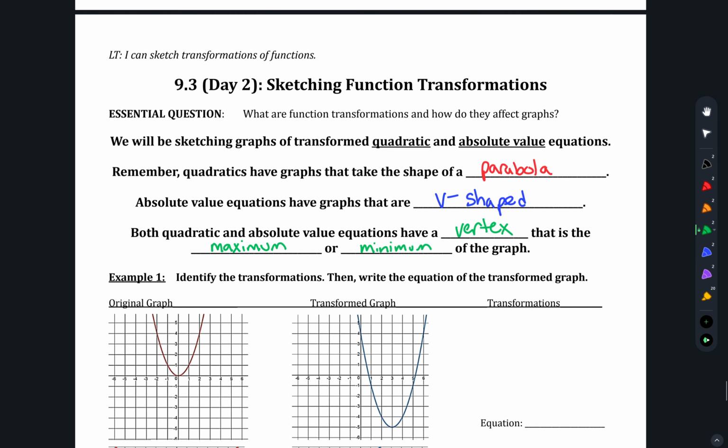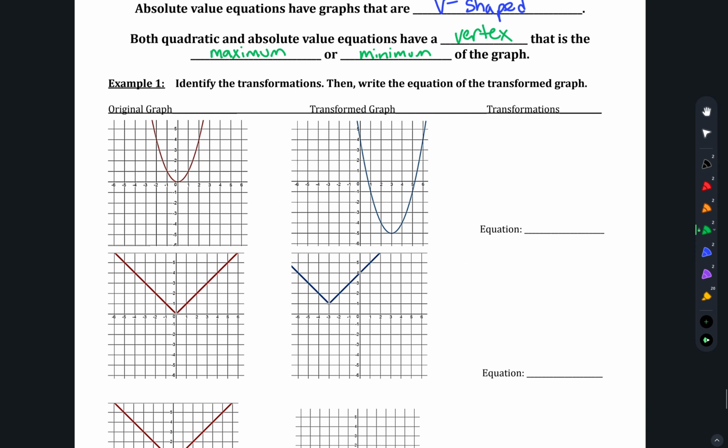Okay, so what we're going to look at, on the left-hand column, we have the original graph. Every single one of these original graphs is going to start with its vertex at 0, 0. That's our original starting place. Then for our transformed graph, we're going to take a look at its reflection, whether it's the original, which is facing up, or whether it's the reflection, which is facing down. And then we're going to look at where our vertex has moved.